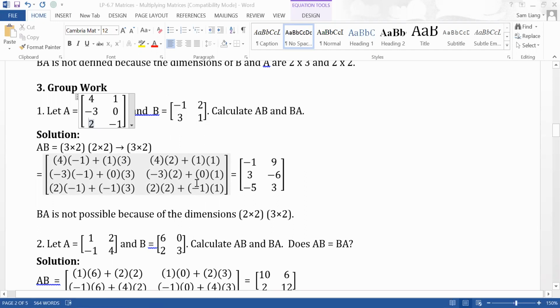And after that, we just crunch the numbers. So we have -4 plus 3, which is -1. Then 8 plus 1, which is 9. Then 3 plus 0, which is 3. And then -6 plus 0, which is -6. And then last row, we have -2 minus 3, which is -5, and then 4 minus 1, which is 3. So that'll be your answer for AB.